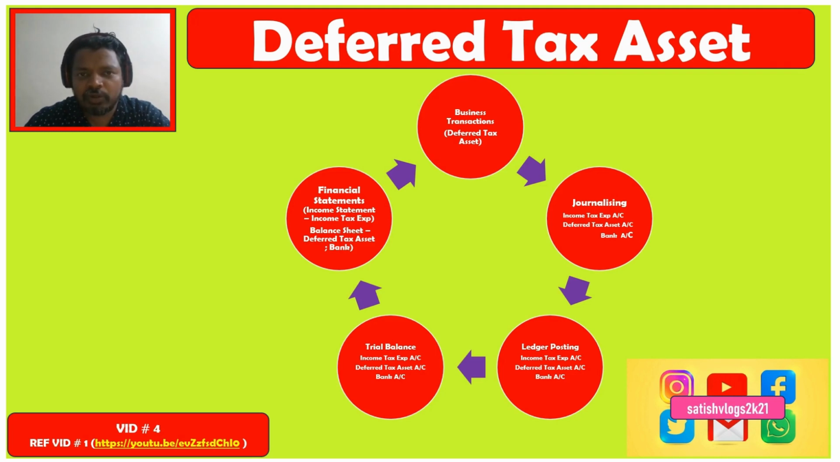Now let's move to the fourth phase of an accounting cycle, which is the trial balance phase. What is a trial balance? Trial balance is nothing but the summary of all the balances of the ledger accounts, right? So in the ledger postings, we have created three ledger accounts: income tax expense account, deferred tax asset account, and the bank account. So the balances pertaining to these three accounts are supposed to be updated in the trial balance, right?